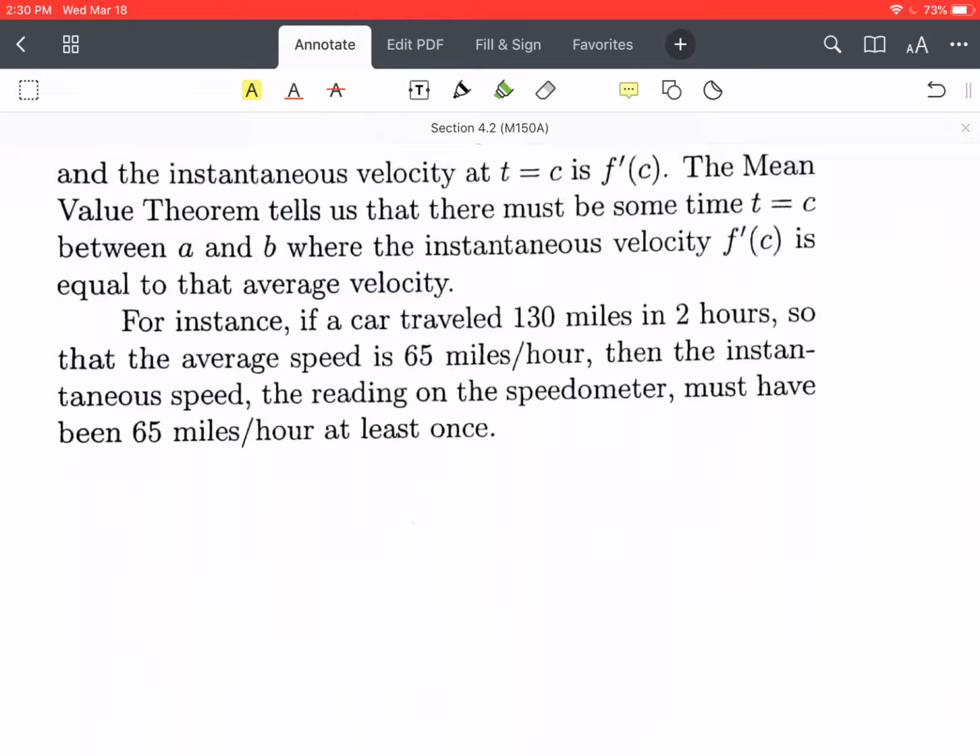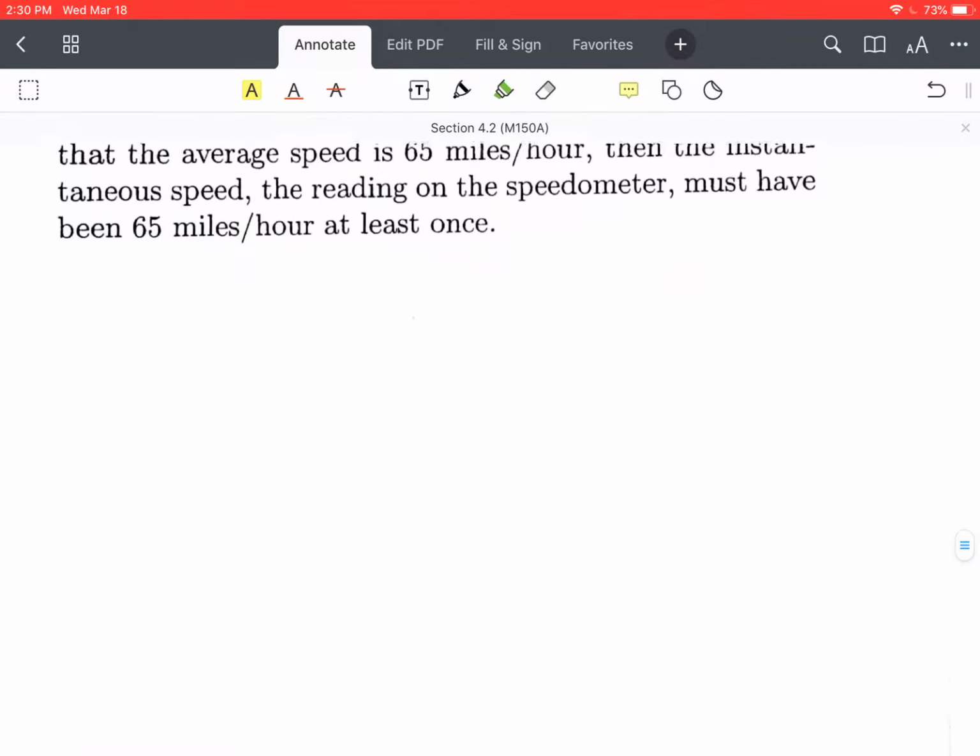an hour for most of the rest of the way when there's no traffic, but at some point, they had to have hit 65 miles an hour. Right? And if you think about it, you can't get up past 65 without actually hitting 65, right, at some point. So that's what the mean value theorem tells us in a more practical setting.